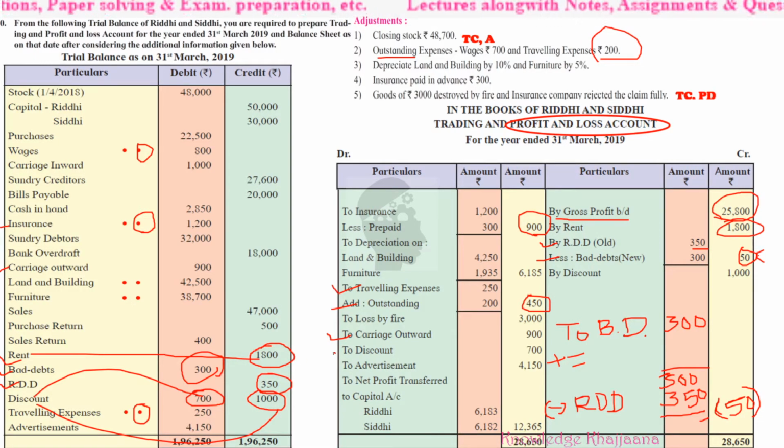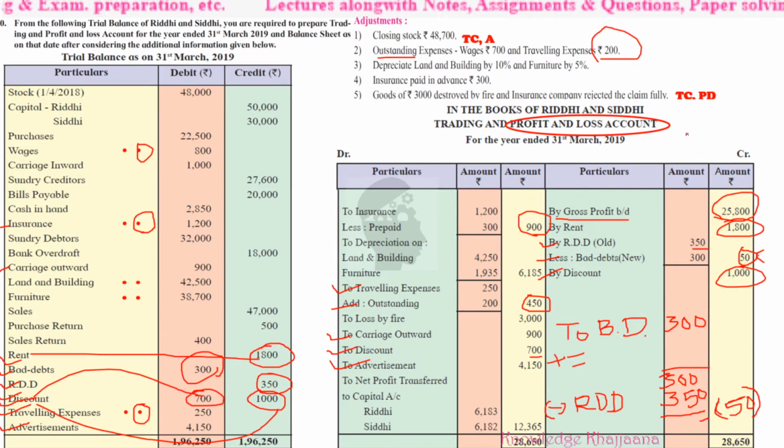Okay, so we record both of the items. To discount rupees 700, that is an expense, and by discount rupees 1000, that is a gain. Okay, so we have recorded these two items. See, in this single entry there are two items to be recorded. Traveling expenses we have recorded, then advertisement expenses. Advertisement expenses are rupees 4150. There is no adjustment, so we will directly record advertisement rupees 4150.